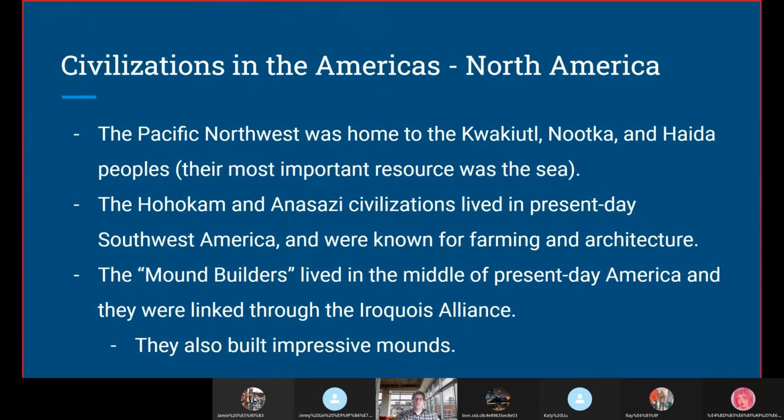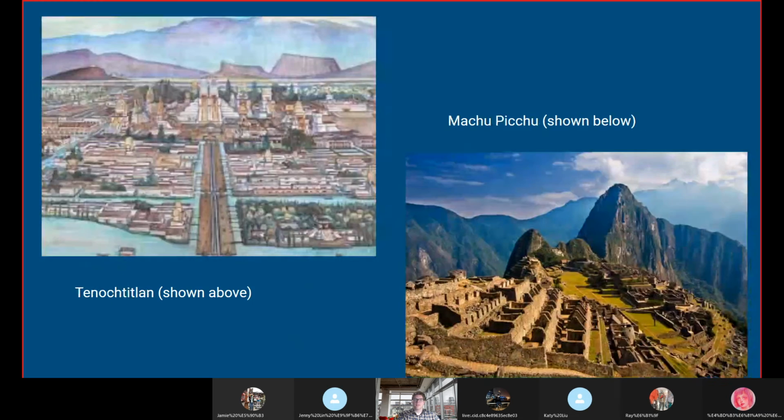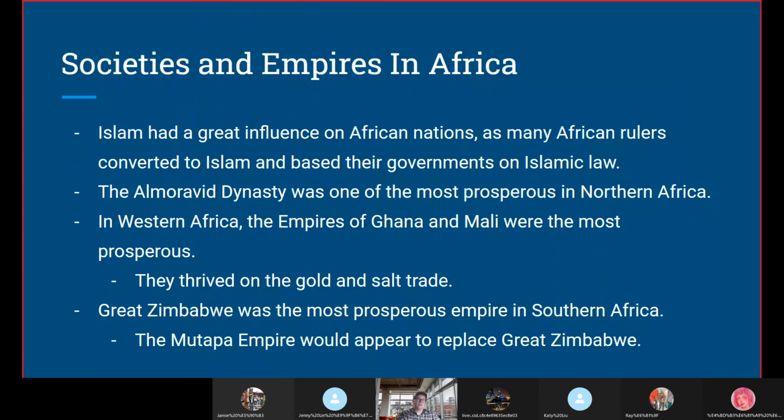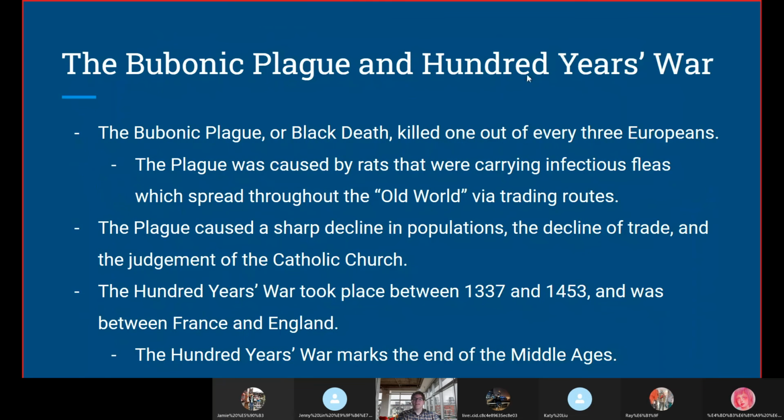So I grouped civilizations in the Americas together. So that's America, the expansion of the Muslim world, so the civilizations from around the Middle East, including India, and then also African civilizations. And then I dealt with Europe by talking about the two most important events in Europe during the 14th and 15th centuries, which include the Bubonic Plague and the 100 Years' War.